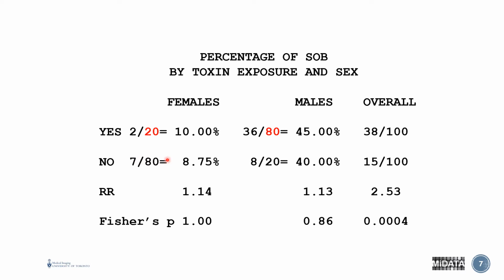Females is 7 out of 80, 8 out of 20 males, and with a total of 15 out of 100. So this is the data together that we saw in the first slide. The relative risk here is 1.14, 1.13. The overall is 2.53. Fisher's exact here, no difference, no difference. But overall, interestingly, there is a difference as we saw in the very first slide.